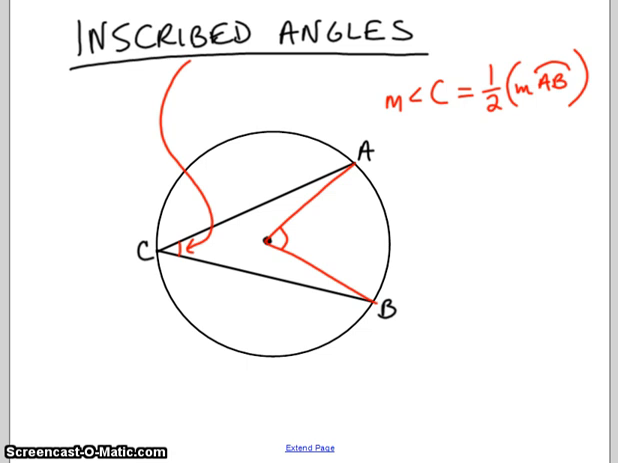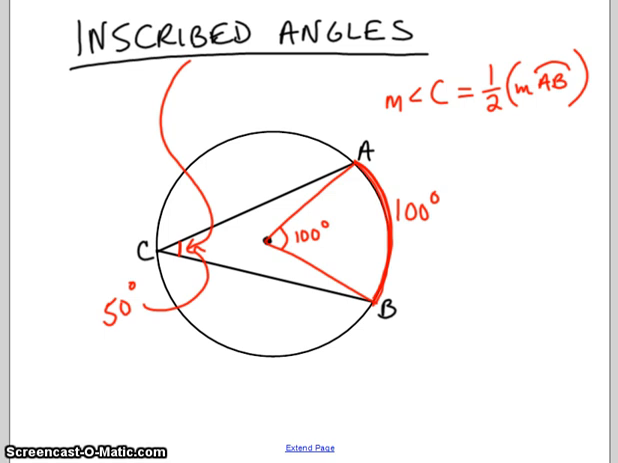So if arc AB is, let's say, 100 degrees, from here to here, then the measure of angle C is half of that. So the measure of angle C is 50 degrees. Just as review, the measure of this central angle here would be 100 degrees. So inscribed angles are half the measure of the intercepted arc they form. This angle forms this arc, and it's half of that.